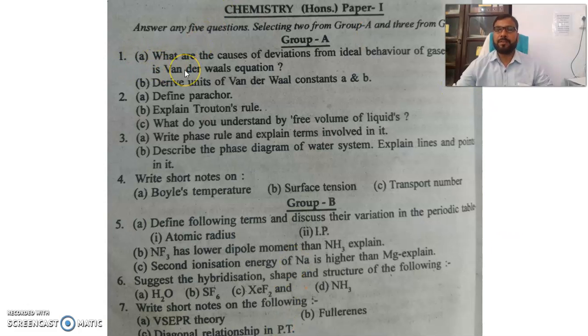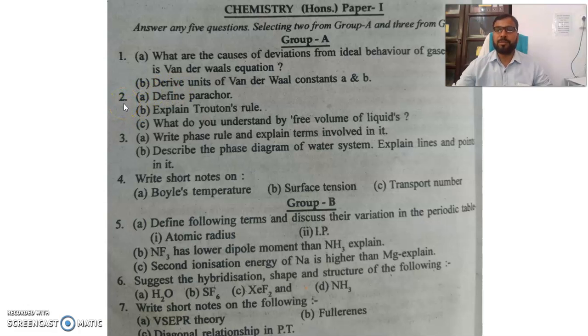So question number 1: what are the causes of deviation from ideal behavior of gases? And Van der Waals equations. What is the Van der Waals equation? Then you have to derive the unit of Van der Waals constants A and B. If you remember the Van der Waals equation, there is A and B. So you have to find out the unit of A and B.